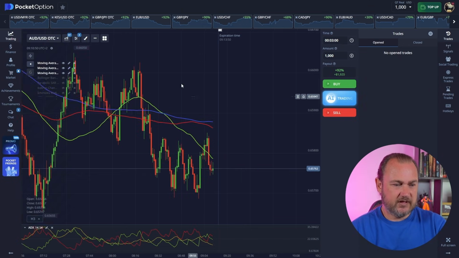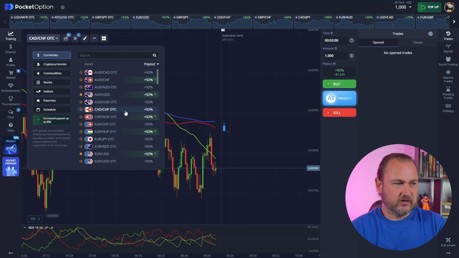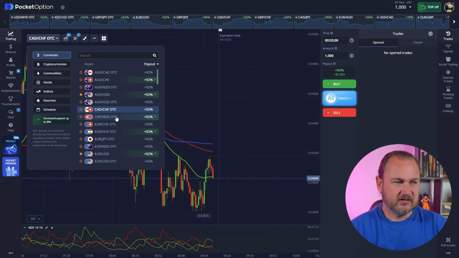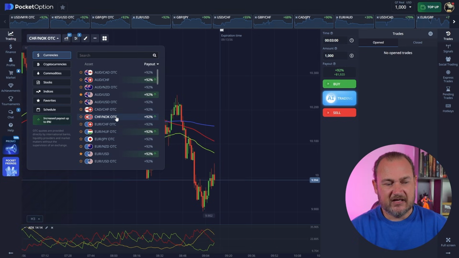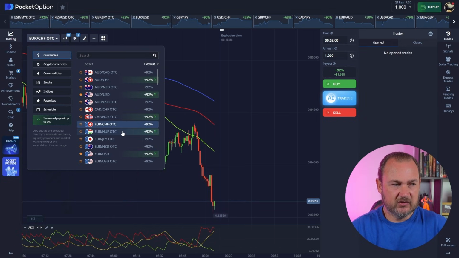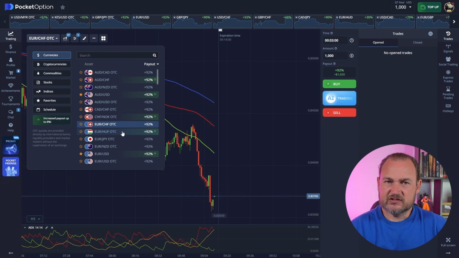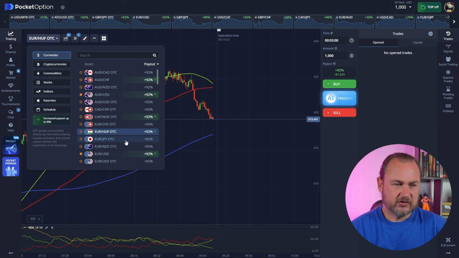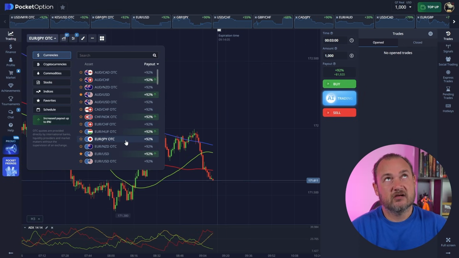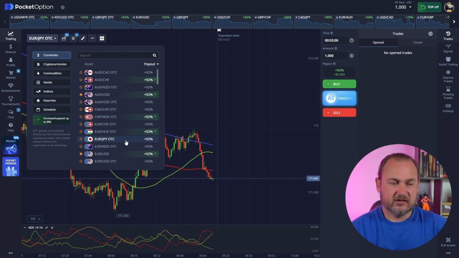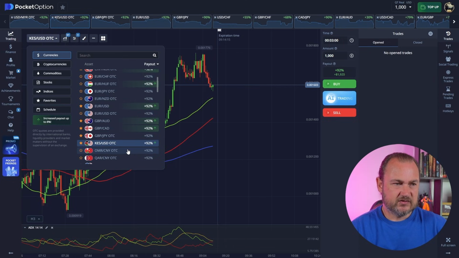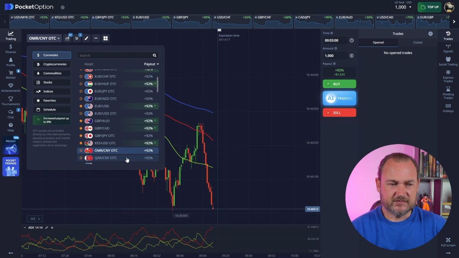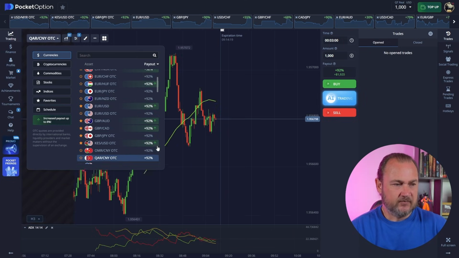Let's see if we can find one, if we're lucky. Like I said earlier, I'm not going to spend too much time looking for entries. We're going to look at how we can combine the ADX with different indicators, more of the popular indicators. The nice thing about this is that you can use it on different time frames. You don't have to be on a 1 minute chart.